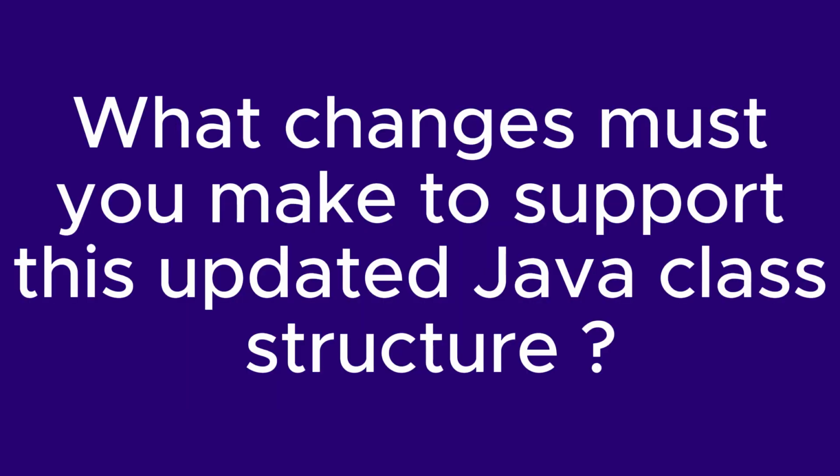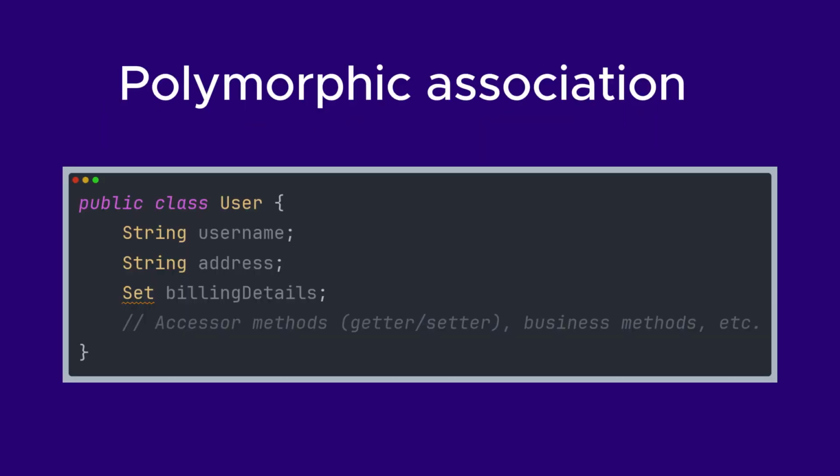The most important question here is, what changes must you make to support this updated Java class structure? Actually, SQL database products don't generally implement table inheritance or even data type inheritance. We aren't finished with inheritance because as soon as we introduce this concept into the model, we have the possibility of polymorphism. Actually, the user class has an association to the billing details superclass. This is a polymorphic association.